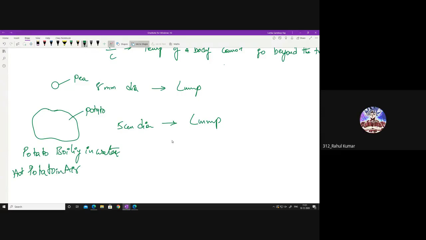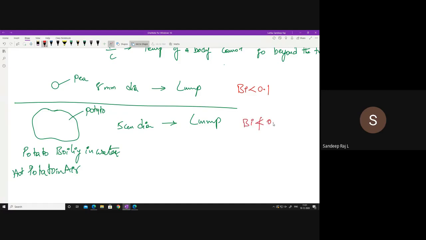No, no, sir. It should have higher thermal conductivity too. Yeah, here pea is also having less thermal conductivity, isn't it? It has less volume. Hmm. See, the point here is the Biot number. Biot number will be less than 0.1. Okay, that should be satisfied. And here that cannot be satisfied.